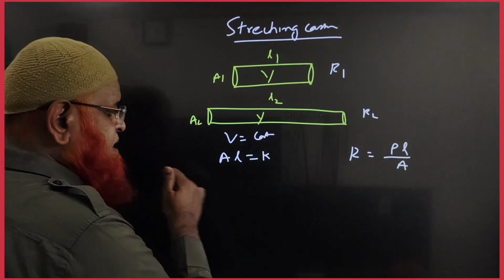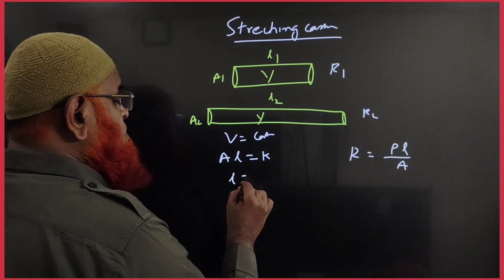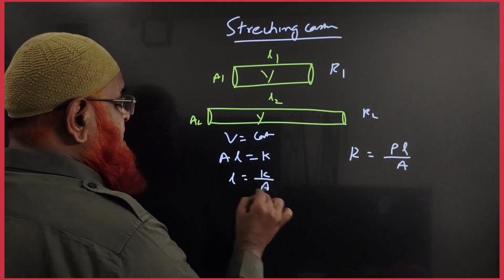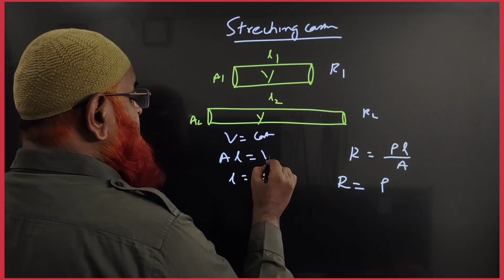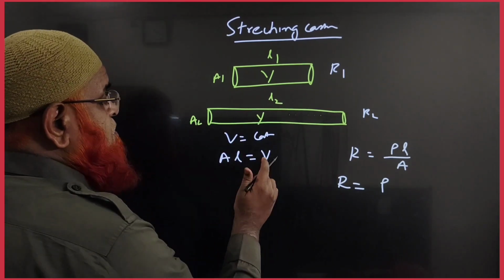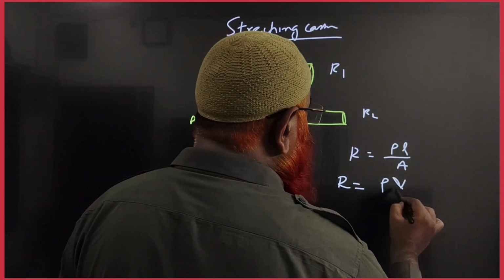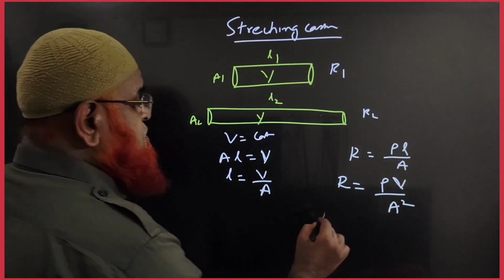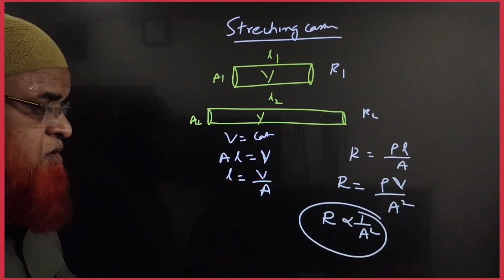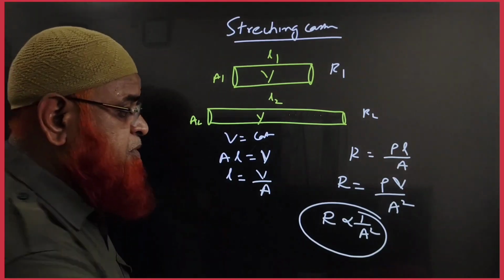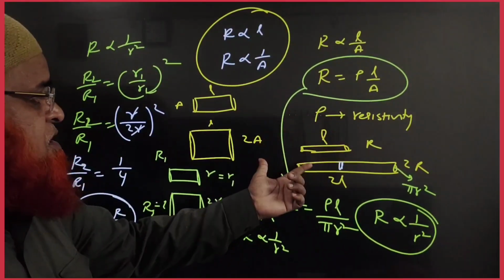Understood? So what I am doing now? If I want to replace length here, length is equal to constant by area. What is going to be constant here? Volume. Area into length is equal to volume, so length is equal to volume by area. Length is nothing but volume divided by area, so you will get area A square. So in this case of stretching, resistance is inversely proportional to A square, not inversely proportional to A as in the previous case. That is a typical case.